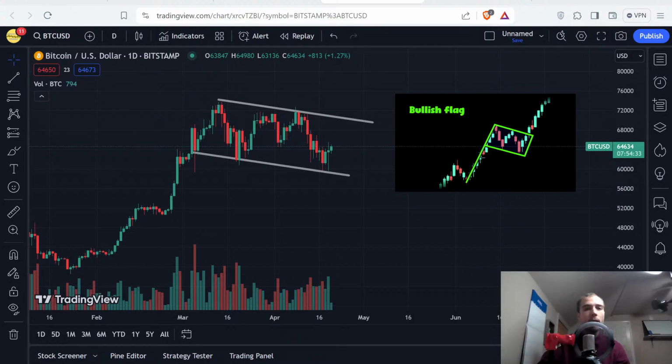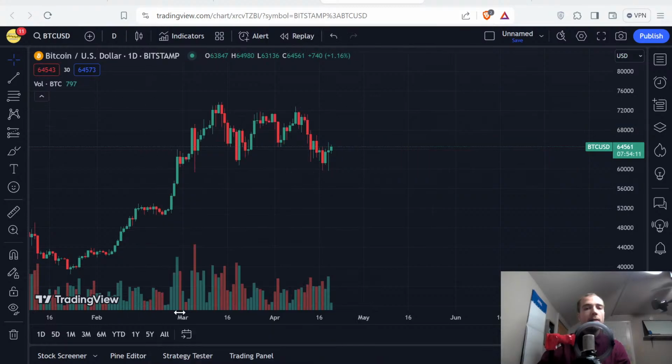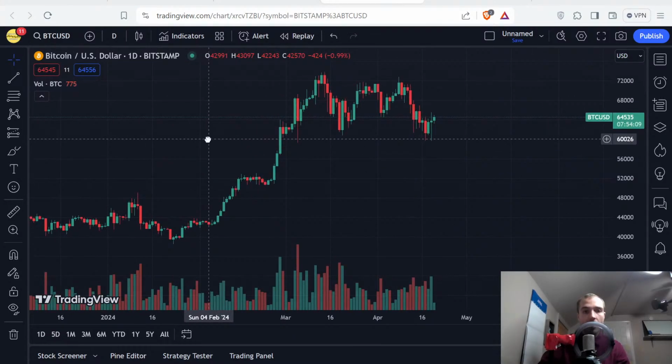So yeah, Bitcoin looking bullish here on Bitcoin. I do expect us to push up through the resistance of this bull flag and eventually break it in coming weeks. So that's my view on Bitcoin. And these bullish flag patterns are very, very successful.